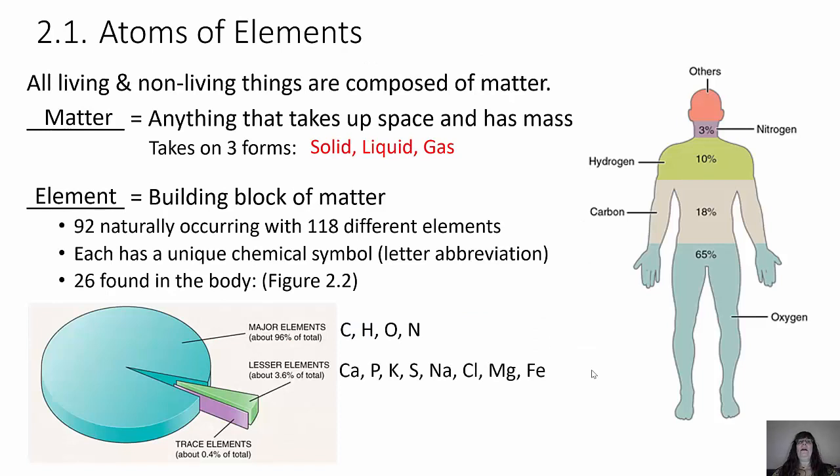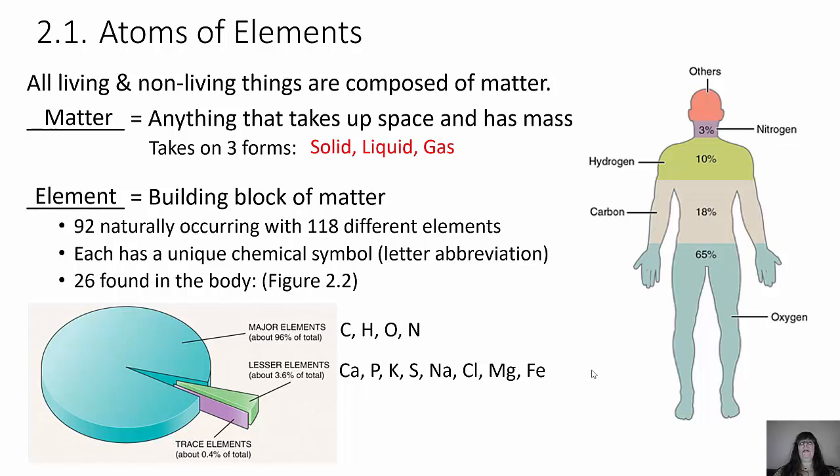So, all living things and non-living things are composed of matter. Now, matter is anything that takes up space and has mass, like I said before. However, matter takes on three forms: solid, liquid, and gas. A solid has a definite shape and a definite volume. Liquid has a definite volume, but the shape depends on whatever container it's in. But a gas does not have a definite shape or a definite volume because as it goes into the air, it kind of dissipates.